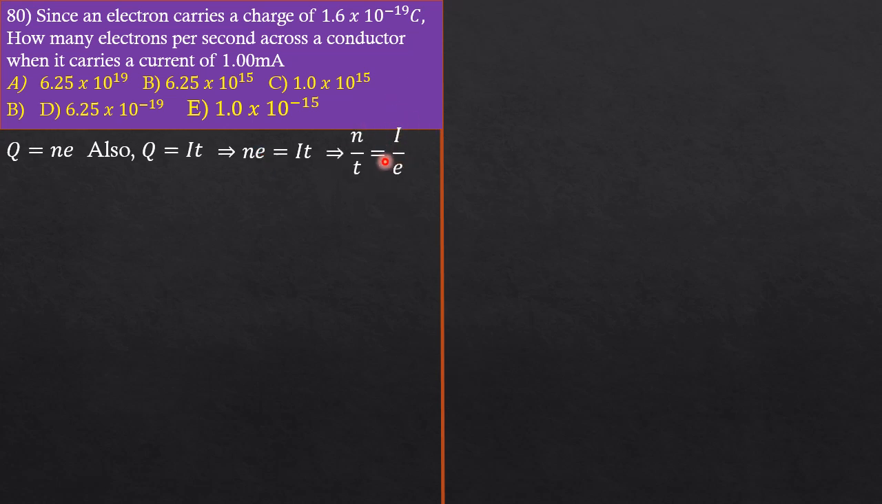If we make N over T the subject, we have N over T equal to I over e. Our I is 1.0 milliamperes. Our e is 1.6 times 10 raised to the power negative 19 coulombs. If we plug in everything, since milli means 10 raised to the power negative 3, we have 1 times 10 raised to the power negative 3 over this. If we punch that in, we get an answer of 6.25 times 10 raised to the power 15. So option B is correct, and we can click option B.